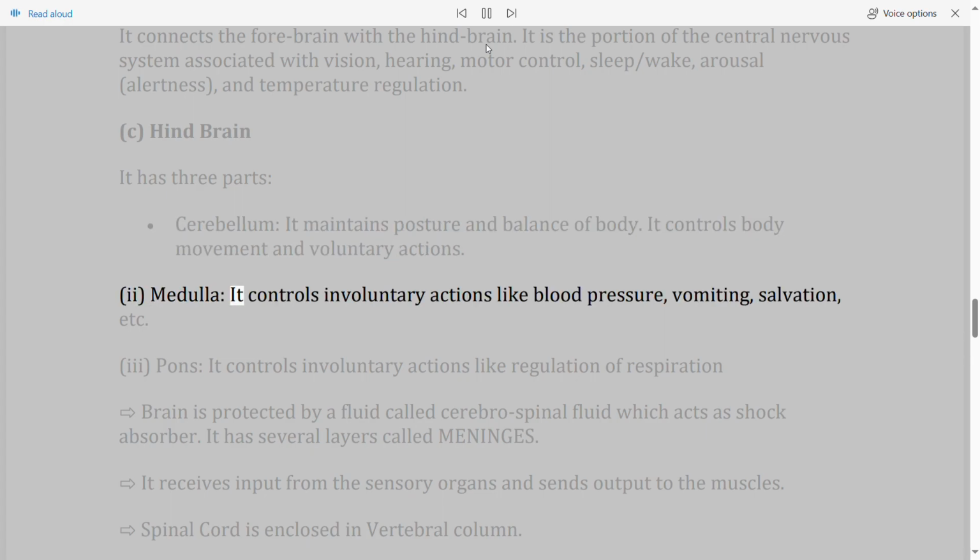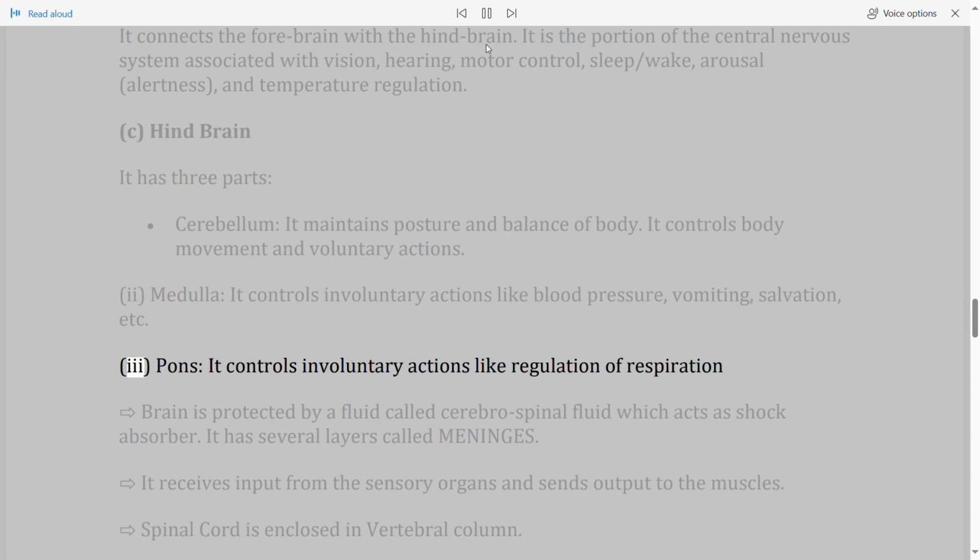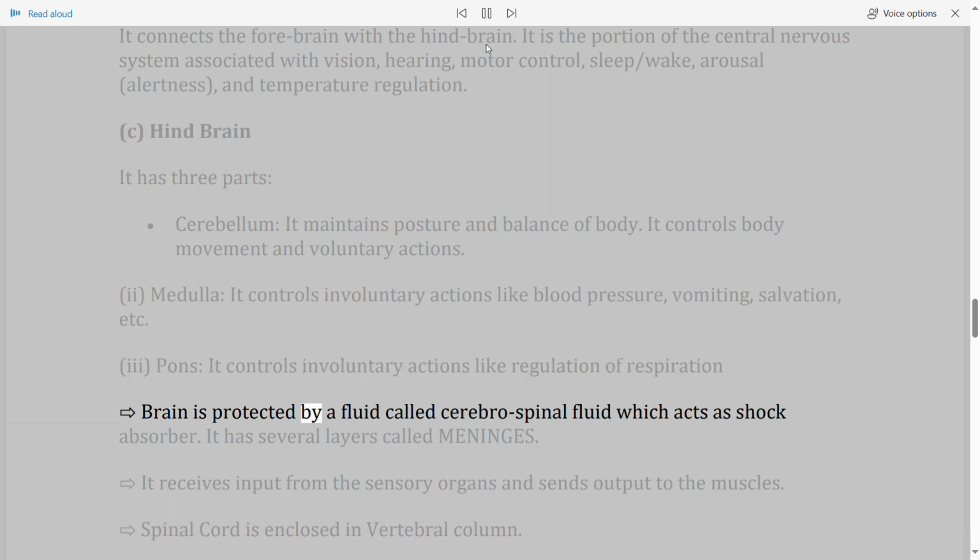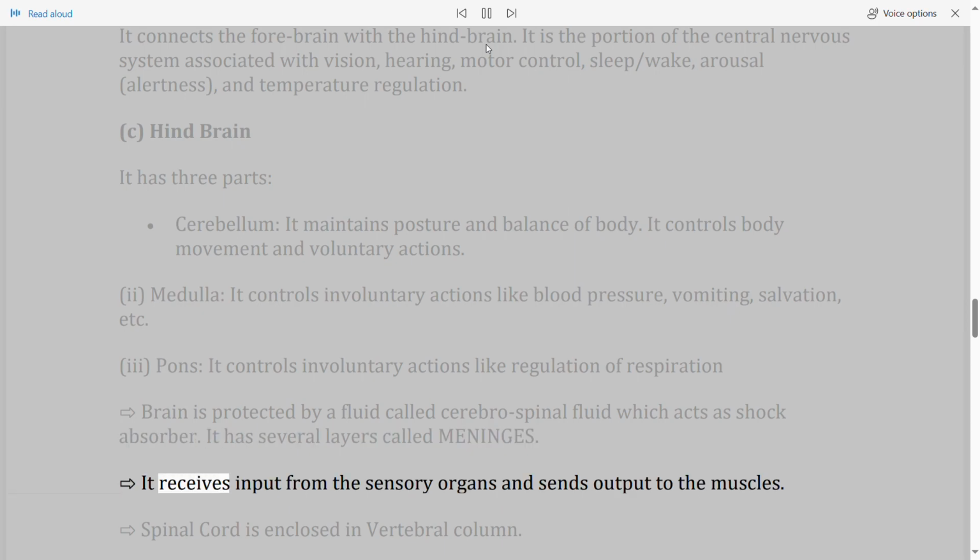2. Medulla, it controls involuntary actions like blood pressure, vomiting, salivation, etc. 3. Pons, it controls involuntary actions like regulation of respiration. Brain is protected by a fluid called cerebrospinal fluid which acts as shock absorber. It has several layers called meninges. It receives input from the sensory organs and sends output to the muscles. Spinal cord is enclosed in vertebral column.